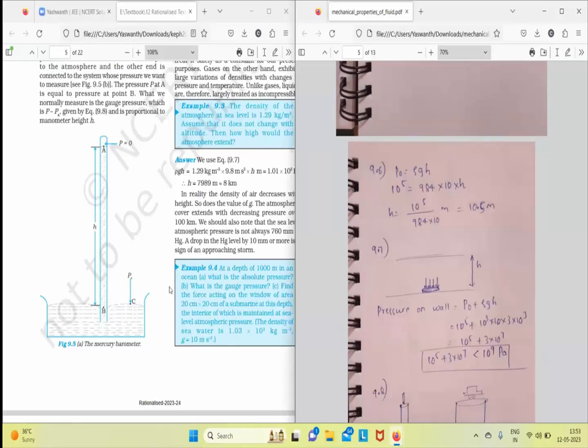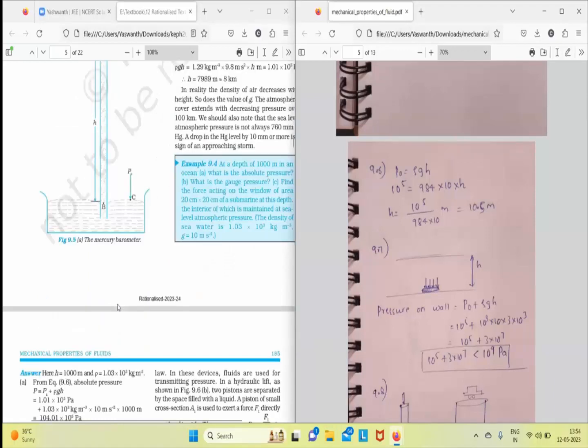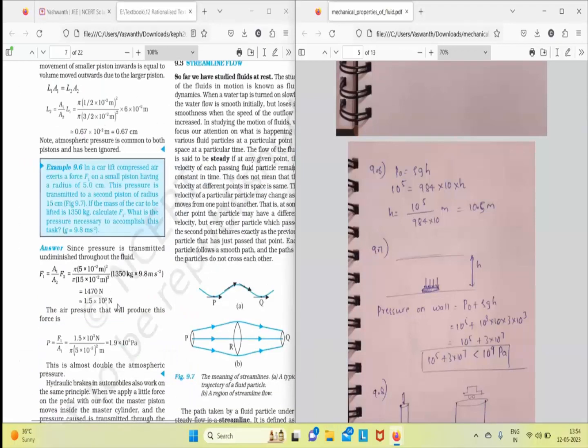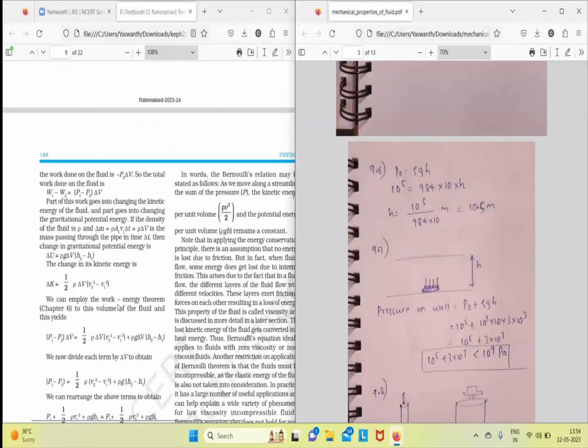So the pressure at B will be pressure at A plus rho into g into h. Just observe this. Pressure at B will be equal to pressure at A, which is 0, plus rho g h. So clearly pressure at B will be rho g h, and that should be equal to the pressure at C. And C is in direct contact with the atmosphere, so pressure at C will be equal to atmospheric pressure. So atmospheric pressure is equal to rho g h. This is an experiment which we generally use to calculate the atmospheric pressure at some point.